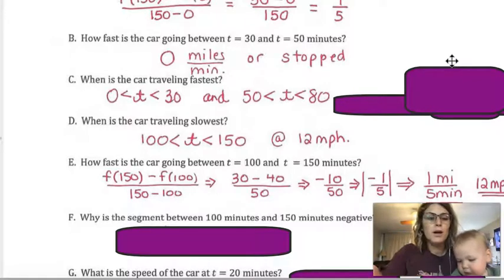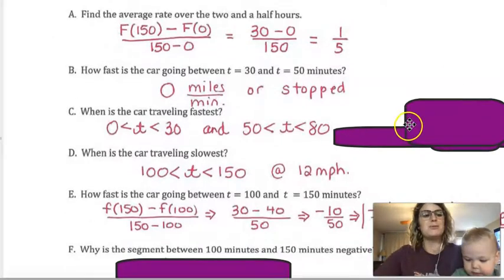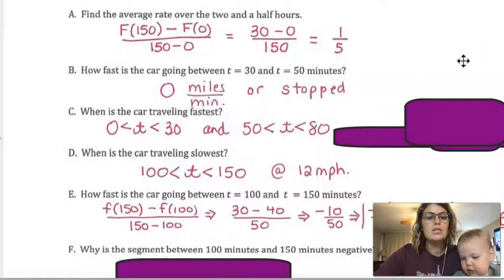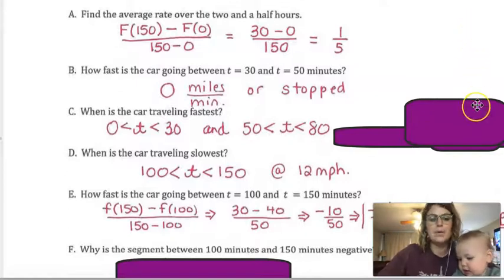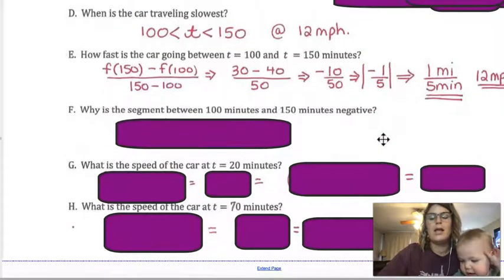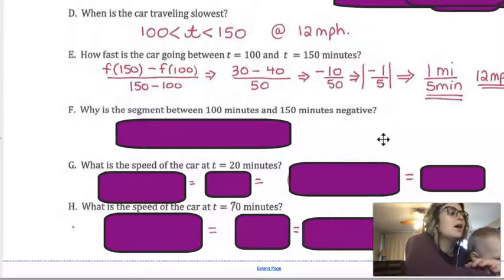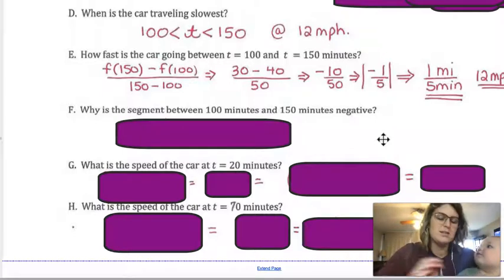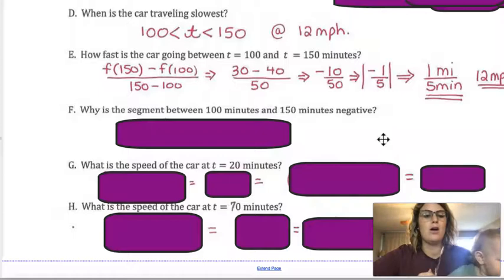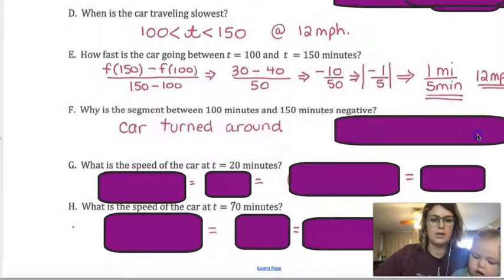If we have 1 mile in 5 minutes, how many miles are we going to go in 60 minutes? So if we multiplied that by 60, we would get 12. Okay, and part F says, why is the segment between 100 and 150 minutes negative? Since our Y values represent the distance traveled, that means that the car has turned around. So there's that.